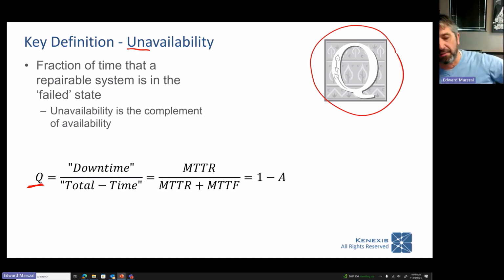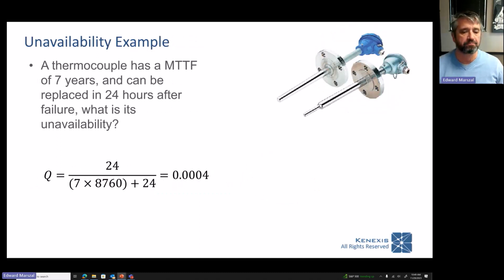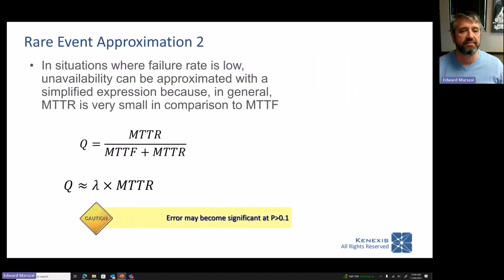So unavailability is not going to be uptime over total time. It's going to be downtime. How long were you in an unavailable state? That's, again, the mean time to restore divided by the total time, which is mean time to restore plus mean time to fail. It is also the complement of availability. And that's how you calculate it.